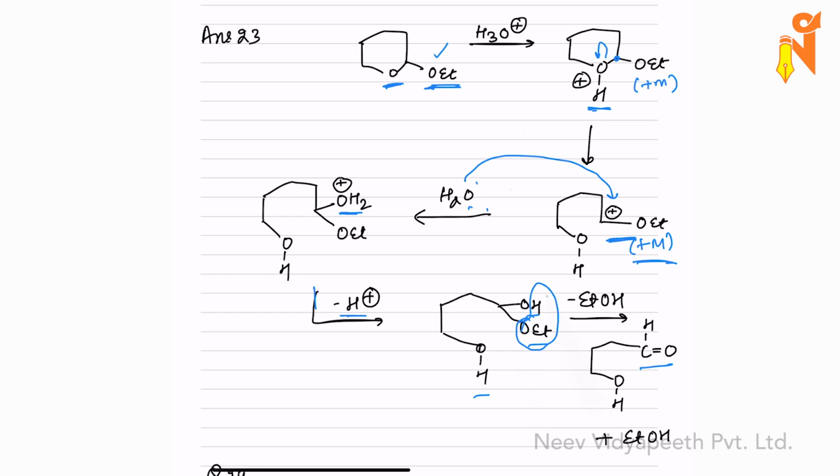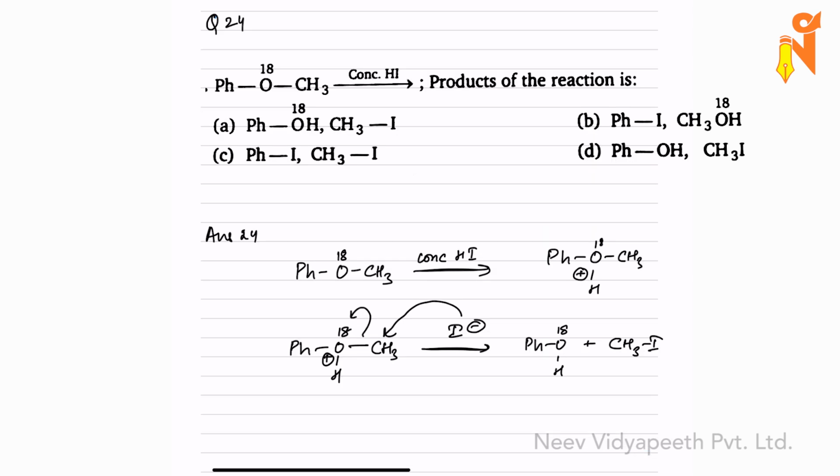And then this OEt and OH are not stable in the geminal position, hence the loss of EtOH will happen. The same way how geminal diols are not stable, similarly alcohols and ethers are not stable, so loss of EtOH will take place, same as loss of water takes place, and C double bond O and EtOH will be formed. Now let's talk about question number 24.